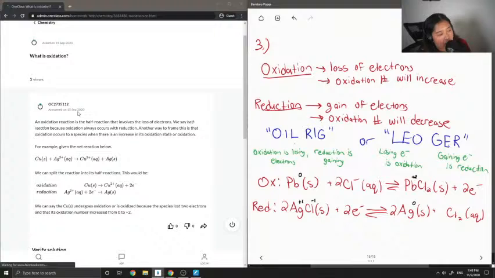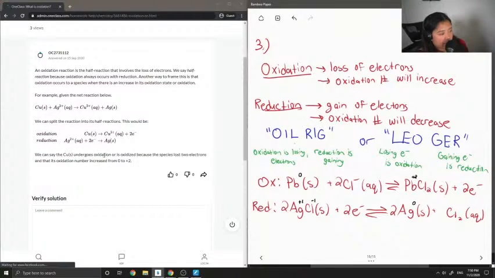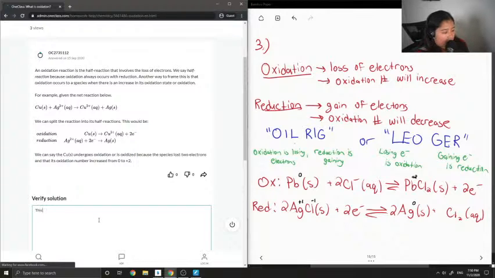This would be copper solid makes copper 2+ plus 2 electrons, or silver 2+ plus 2 electrons makes silver solid. We can say the copper undergoes oxidation or is oxidized because the species lost 2 electrons and its oxidation number increased from 0 to +2. This solution is correct.